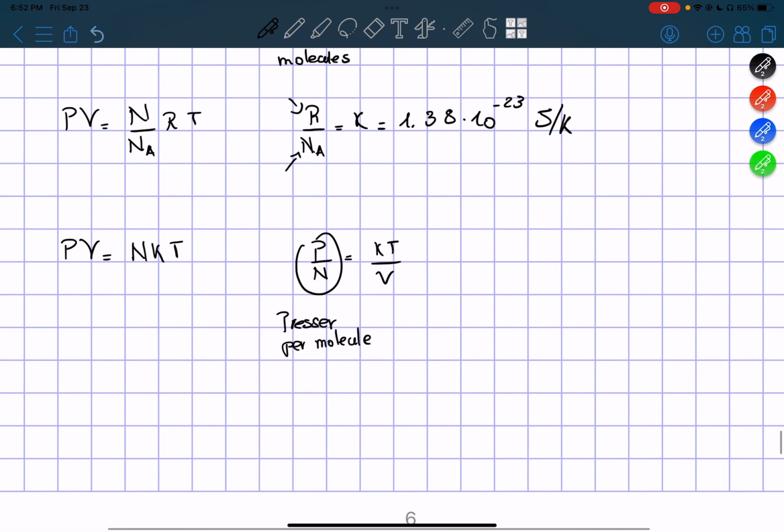Or if you want to find out, for example, what volume a single molecule has or can occupy around it, it's going to be V over N equals kT over P. And this would be the bulk volume per molecule.